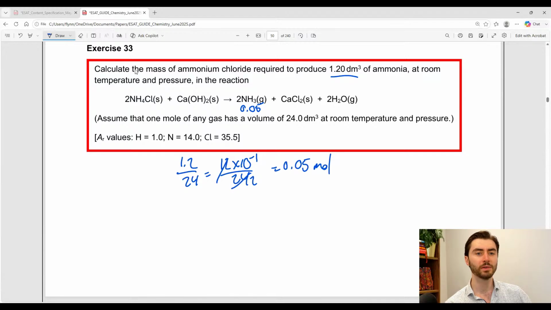And we want to calculate the mass of ammonium chloride required. Well, we can see that's a 2 to 2, so a 1 to 1 ratio. So therefore also 0.05 moles of that. And the mass would be 0.05 times 14 plus 4 plus 35.5.